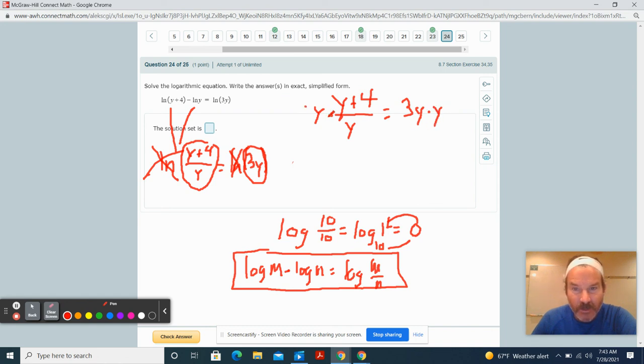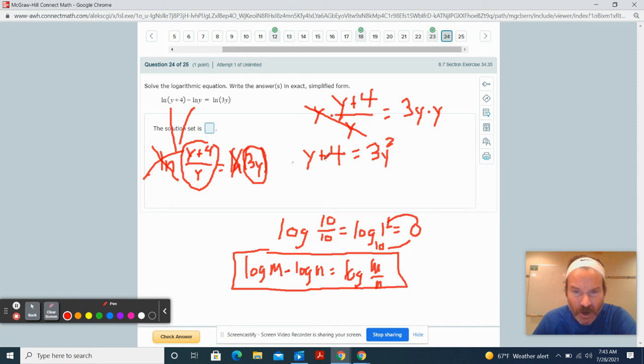Multiply both sides by y, the y's cancel. So I have y plus 4 left on one side, and I have 3y times y, which is 3y squared. This is a quadratic equation. Can't really solve it by the square root property because you have a y right here. So I'm going to, let's see, I have 4 different methods to solve quadratics. Factoring is always the easiest. So I'm going to see if this is factorable.